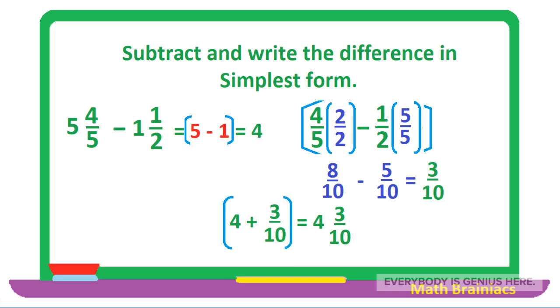After getting the difference of the whole number and the fractions, we can add them. Therefore, 4 plus 3 over 10 will give us 4 and 3 over 10. It is easy.